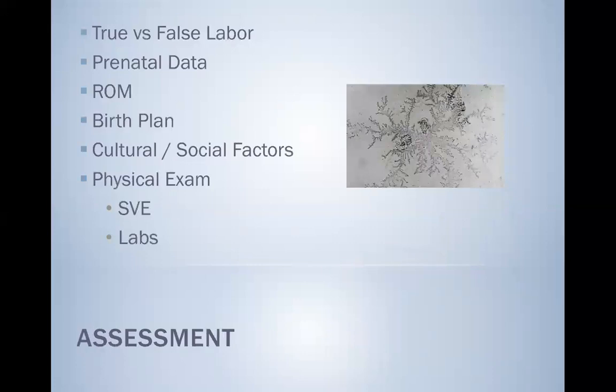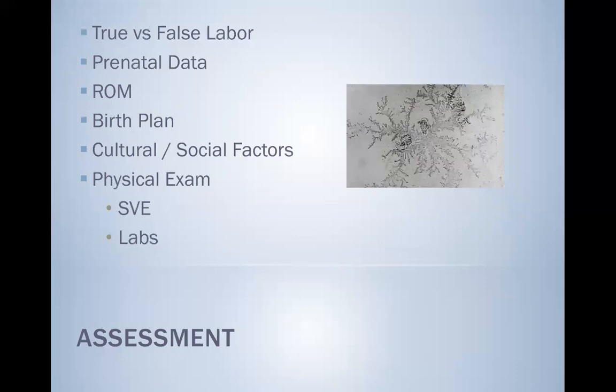So we want to know her prenatal information. Specifically, we want to know her labs. We want to know her blood type. If she's Rh negative, we want to know if she got RhoGAM. We want to know her GBS status. So is she positive or negative, which is going to indicate whether we need to give her antibiotics during labor.